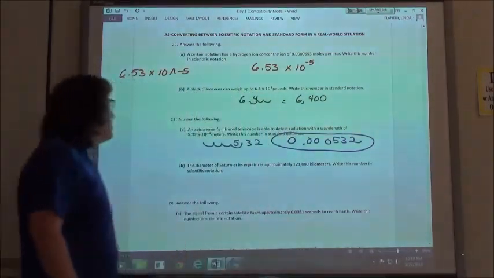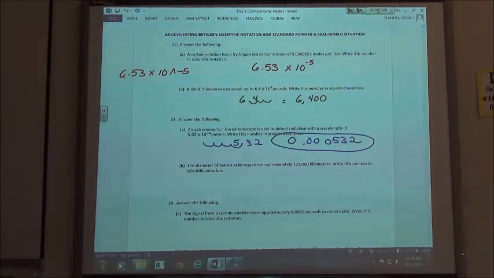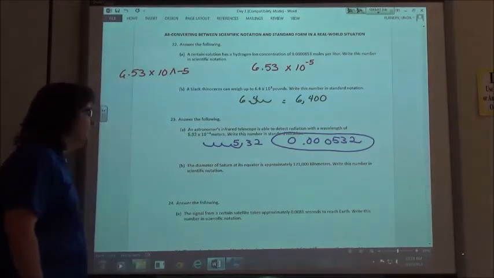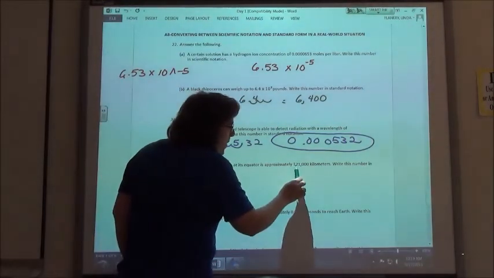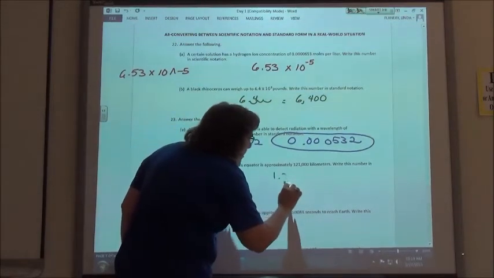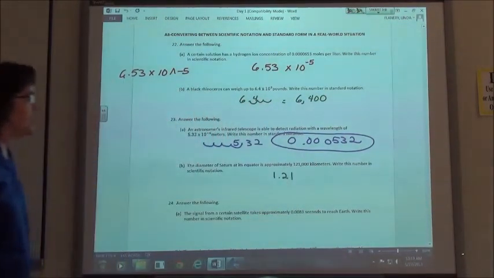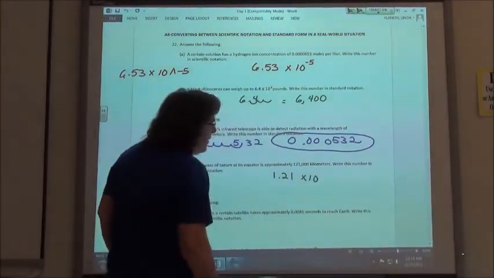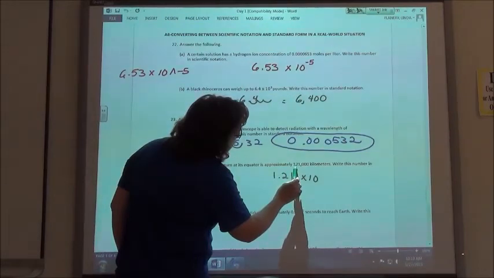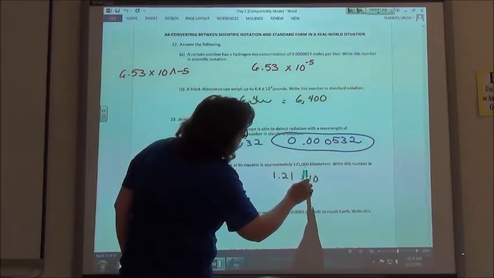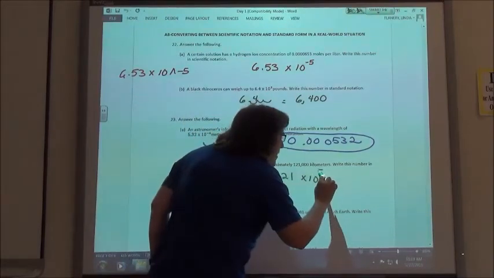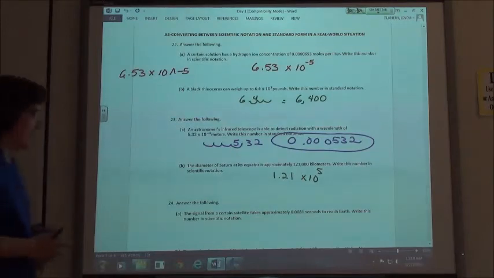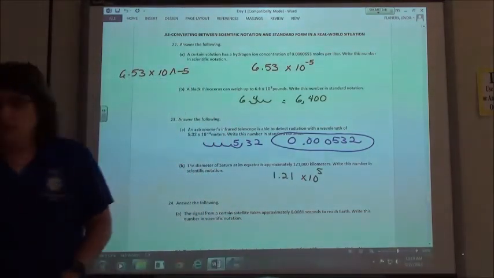Part B of that, the diameter of Saturn at the equator is approximately 121,000 kilometers. Write this number in scientific notation. So my decimal is going to go behind this first digit, 1.21. I can drop off all those extra zeros, which shortens my number up, times 10 to the, and if I moved it here to get it back to where it originally was, I'm going 1, 2, 3, 4, 5 places to the right. So it's going to have a positive 5 exponent. So 1.21 times 10 to the 5th would be my answer there.